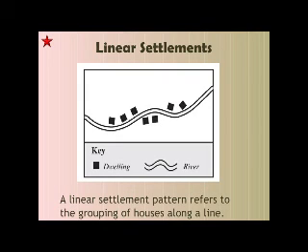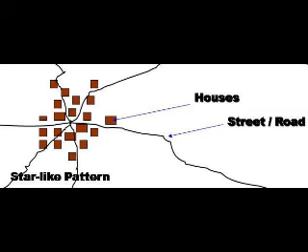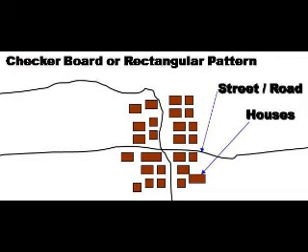Next we come to the third pattern, that is the linear settlements or the ribboned pattern. Now in this pattern, the houses are grouped along a line and the houses are along the road, rivers, railways, canals and follow straight or curved routes. Now we come to the fourth pattern, that is the star-shaped pattern. Now in this pattern, the settlements are constructed around a big water body which looks like a star. Next we come to the fifth type of settlement, that is the rectangular pattern, also known as the checkerboard pattern. Now this pattern is found at crossroads.